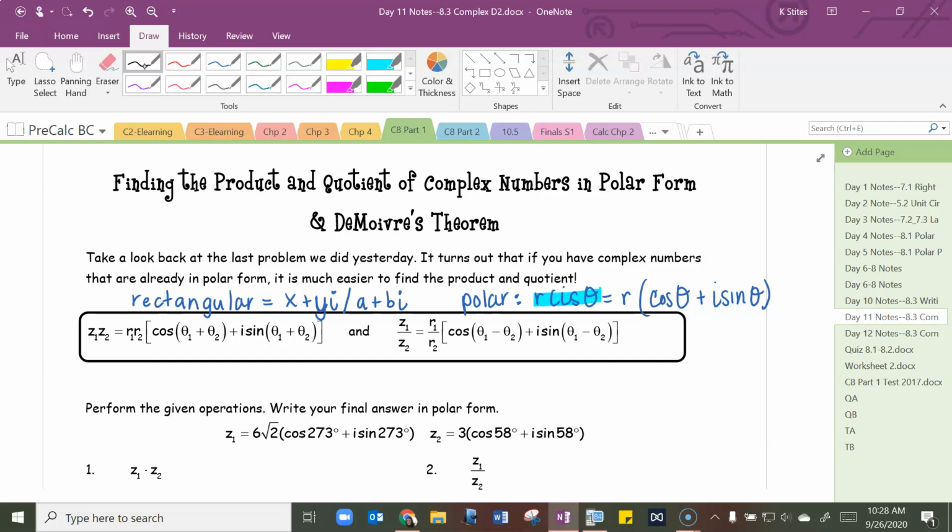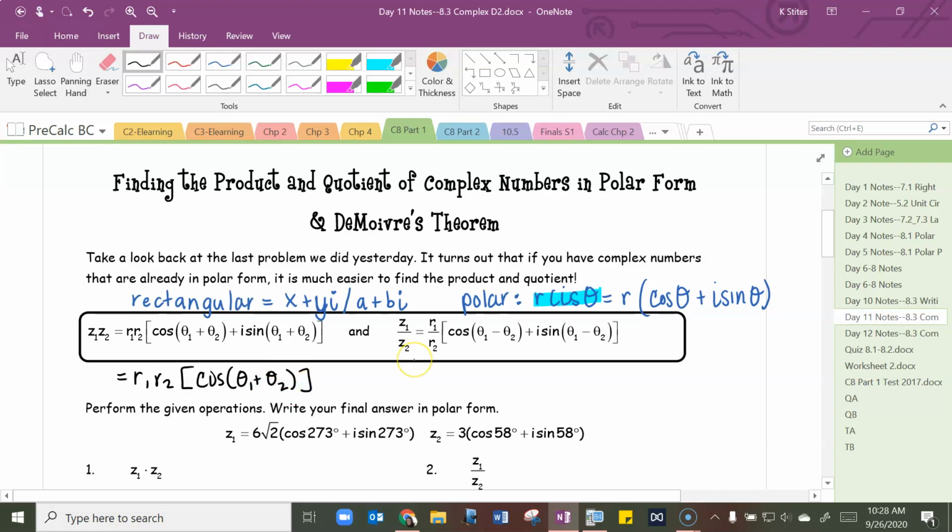All right, so basically what this is telling us is if you are multiplying two complex polar numbers, that is the same as just multiplying the radii together and then adding the angles. So I'm going to rewrite this as cis theta 1 plus theta 2.